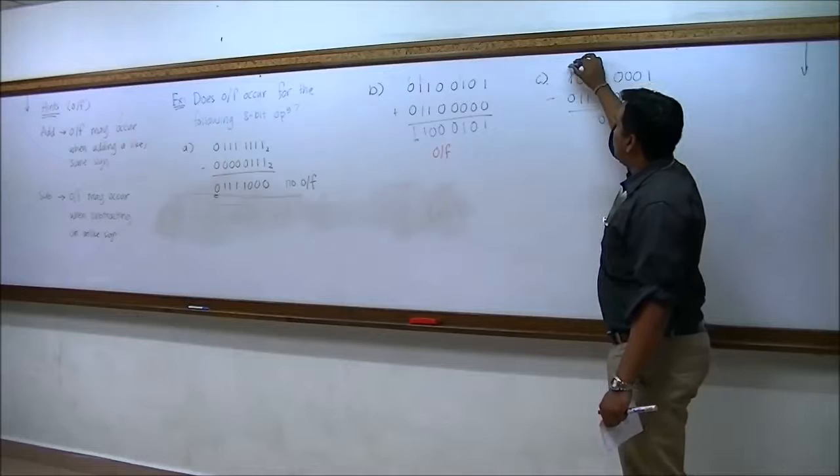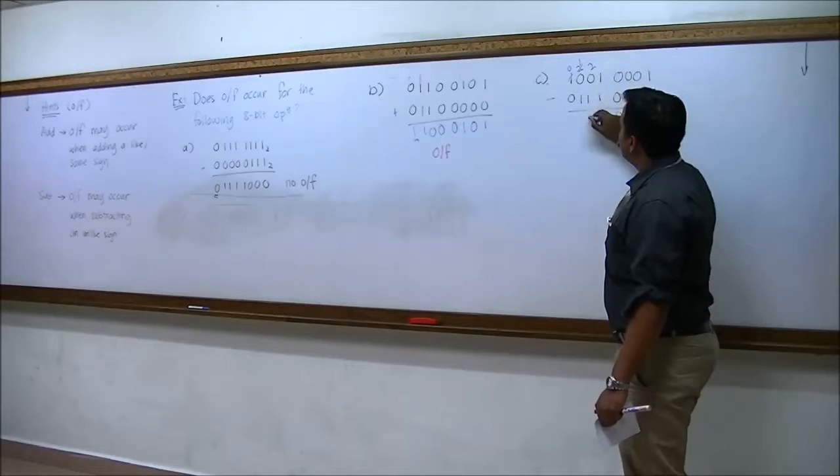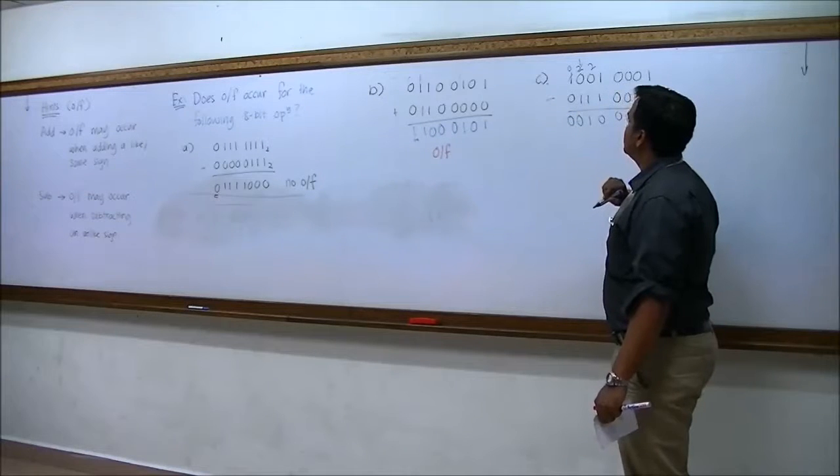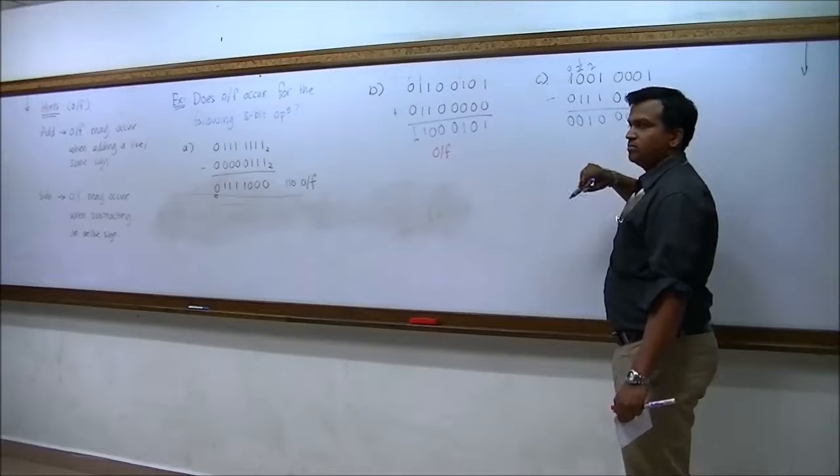This one you don't have anything, so you have to borrow from this guy. 2, when you borrow from this guy, becomes 1. Then this guy becomes 1, this is 0, this is 0. So, is it right or wrong?